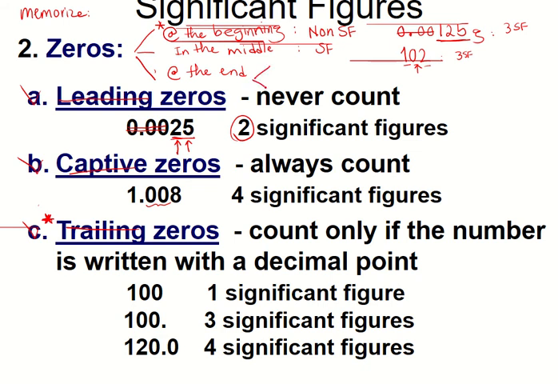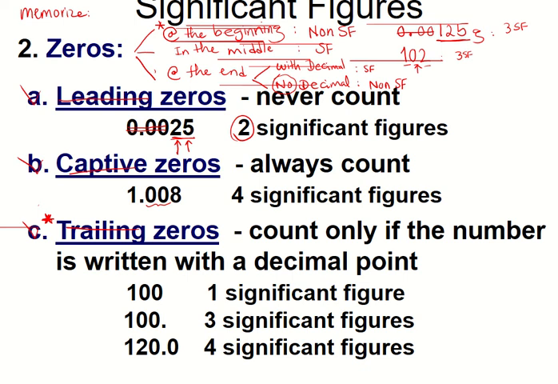Whenever we are going to work on zeros at the end, we divide them into two groups: zeros at the end with a decimal, and zeros at the end without a decimal. So look at the rules here. Trailing zeros count only if the number is written with a decimal point. If we have zeros at the end with a decimal, we do count them as Sigfigs. If we have zeros at the end and we don't have any decimal, no decimal means no Sigfig. We count them as non-Sigfigs.